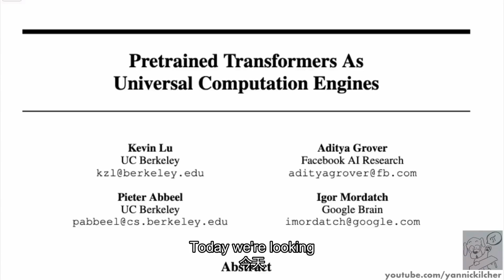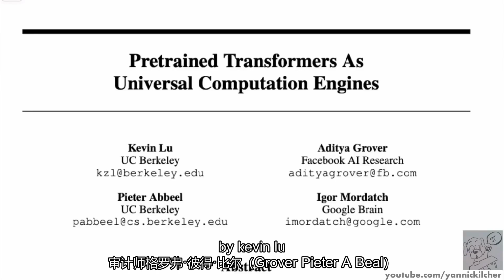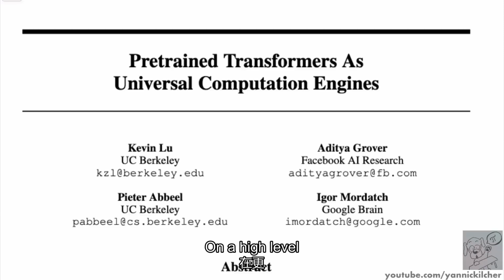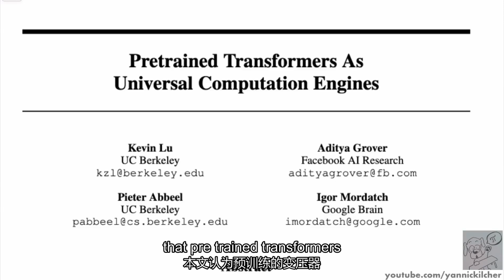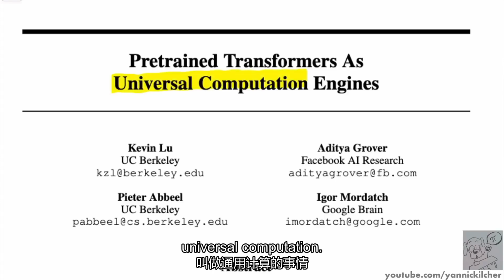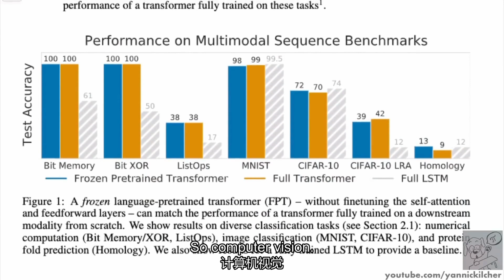Hi there. Today we're looking at Pre-trained Transformers as Universal Computation Engines by Kevin Liu, Aditya Grover, Pieter Abbeel, and Igor Mordatch. On a high level, this paper argues that pre-trained transformers, specifically transformers pre-trained on language modeling, are doing something called universal computation. And the way they prove it is by transfer learning these transformers to completely new domains, so not language modeling. They do things like XOR tasks or CIFAR-10, so computer vision.